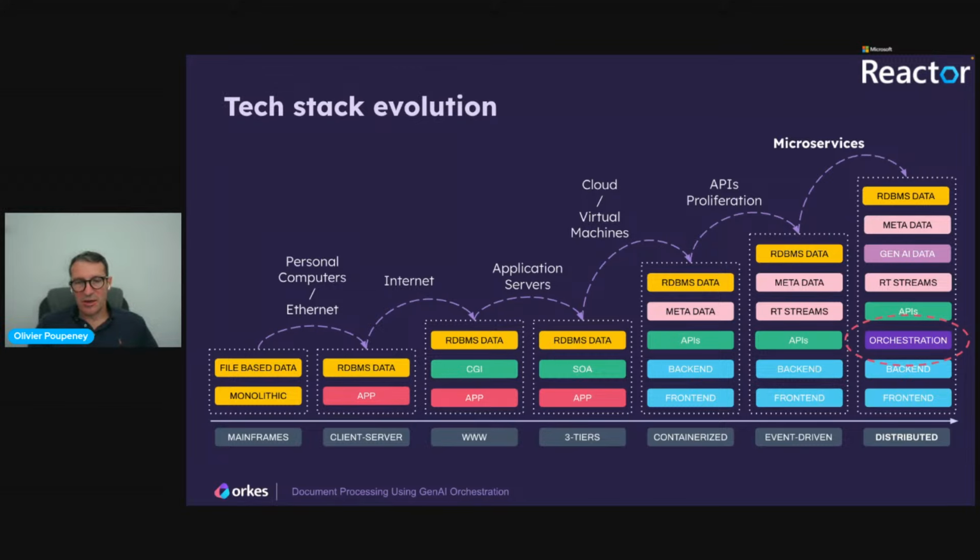help all other layers to be integrated all together, especially between the backend or the backend for frontend, between all the APIs, between the real-time streaming events, and all the data that can be relational data, that can be metadata, that can be what we have right now, generative AI data coming from models.